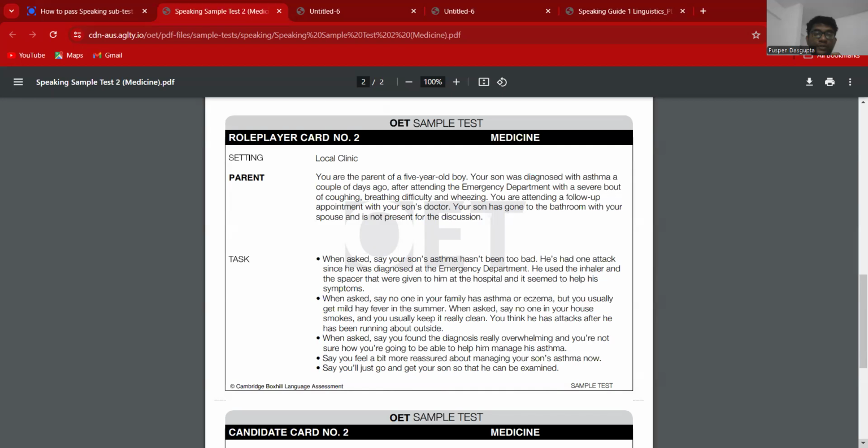Is the patient known to me? You can ask these questions. In my OET, the interlocutor said you can play it as you like. So the interlocutor said you can approach it like you know the patient, or you can treat them as a new patient.